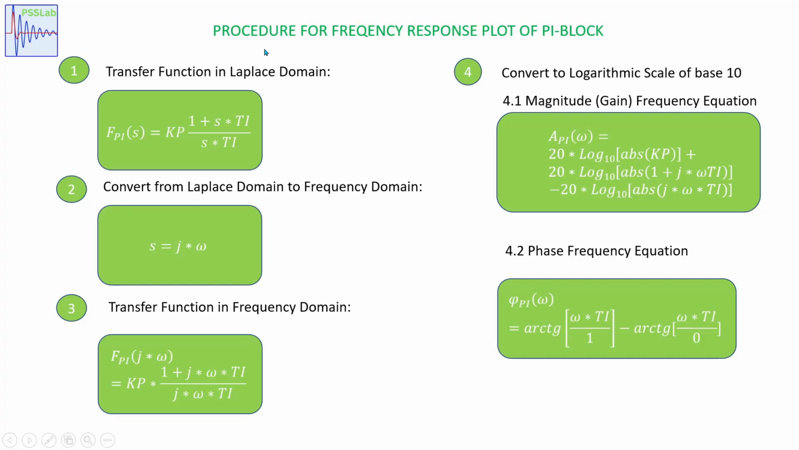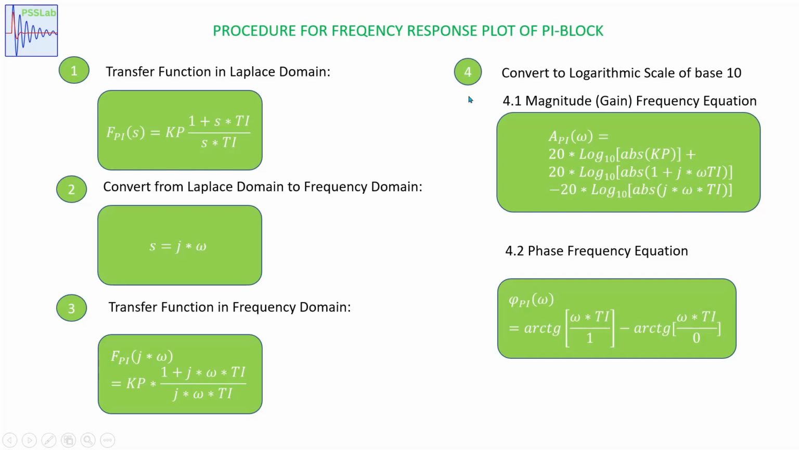First, we focus on the procedure for the frequency response plot of PI block. Here in step 1, we have the transfer function of the PI algorithm in the Laplace domain. S is the Laplace variable, Kp is the AVR gain representing the proportional part, while the Ti represents the integral part. Then in step 2, we move to the frequency domain to obtain the frequency response by substituting S with j multiplied by omega, where j is the imaginary unit. The resulting transfer function in step 3 is a complex number and therefore consists of the real and imaginary parts.